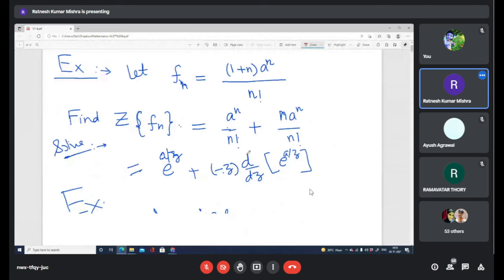Then fp is limit z tending to infinity in the bracket z^p (fz minus f naught minus f1 by z minus ...) etc.